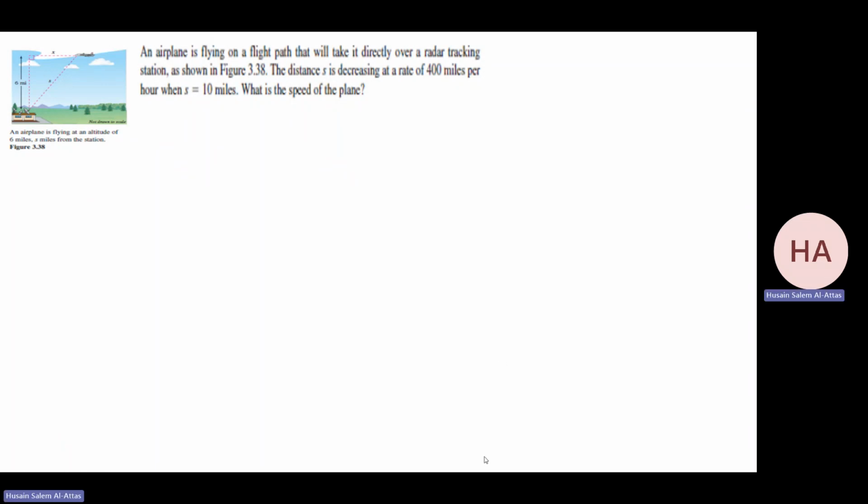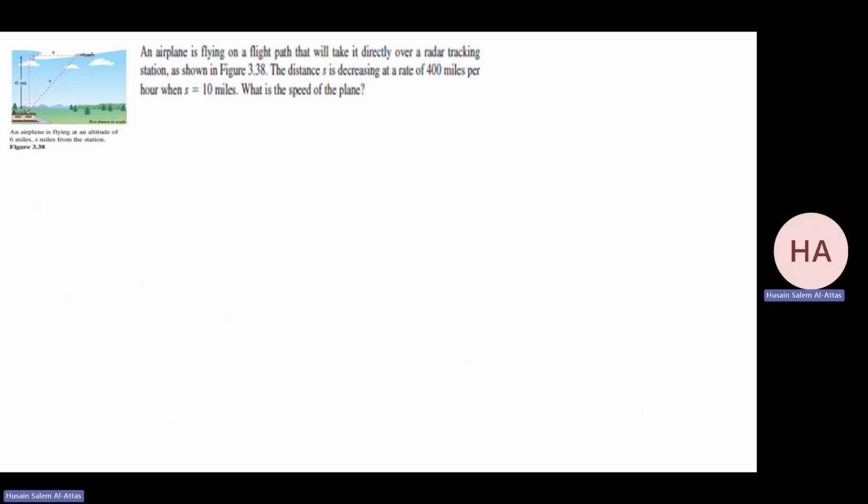We'll continue doing this section 3.7. Now we'll do this part. We're done with the volumes. Now we'll do the things related to the Pythagorean theorem. Let us see what will happen.